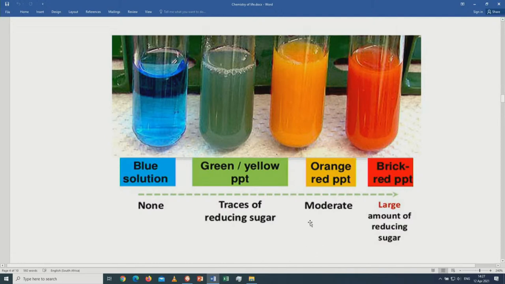Coming to the test for glucose. To test for glucose, we use a reagent which is called Benedict solution. This Benedict solution is blue in color. If a sample contains little sugar, the blue Benedict solution will be green in color. If a sample contains glucose in moderate amounts, then the blue Benedict solution will be orange in color. If the material that we are testing has a lot of glucose, the blue Benedict solution will turn to a brick red color.